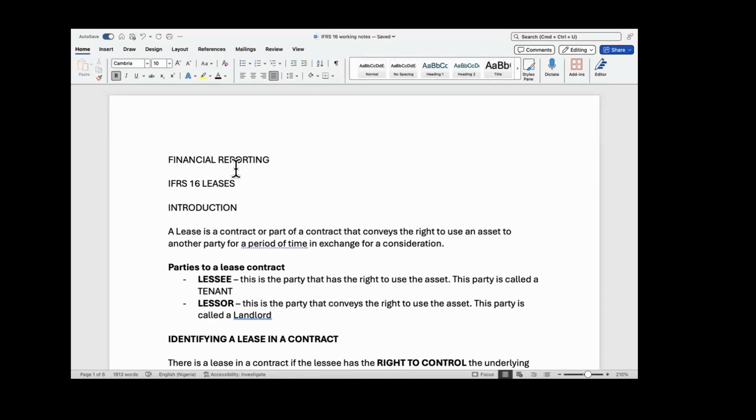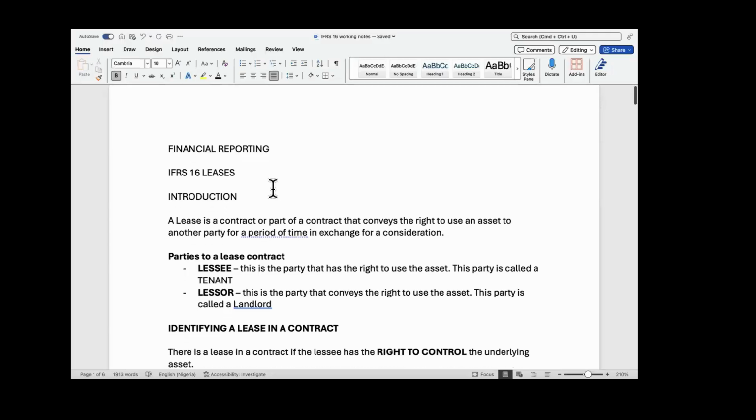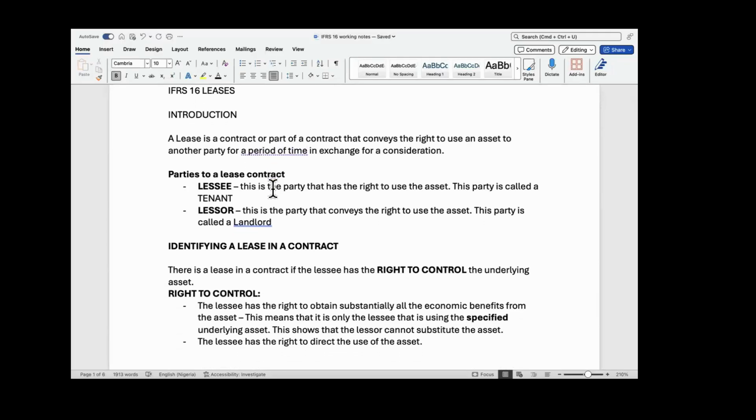We started leases yesterday, and I told you that a lease is a contract or part of a contract that conveys the right to use an asset to another party for a period of time in exchange for a consideration. And majorly, leases is what we popularly call rent or hire purchase. So IFRS 16 looks at how we account for that process.